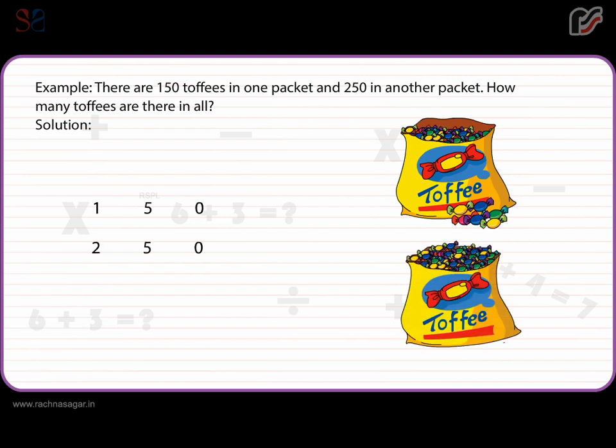Word problems. Example: there are 150 toffees in one packet and 250 in another packet. How many toffees are there in all? Toffees in first packet is equal to 150. Toffees in another packet is equal to plus 250. Total toffees is equal to 400.